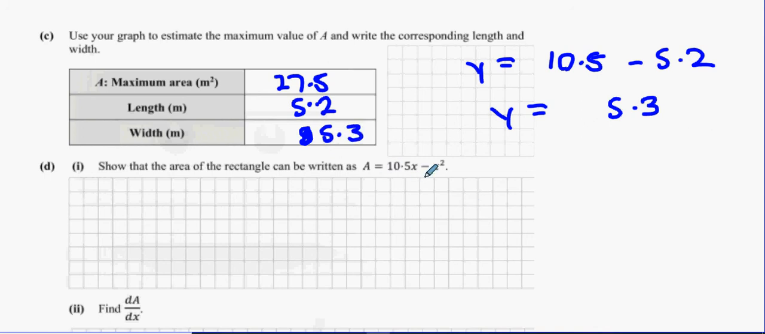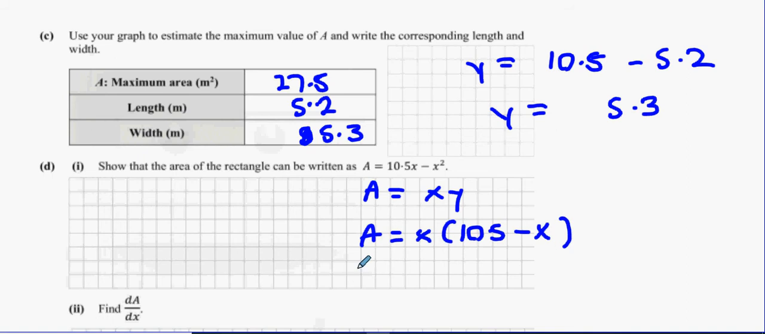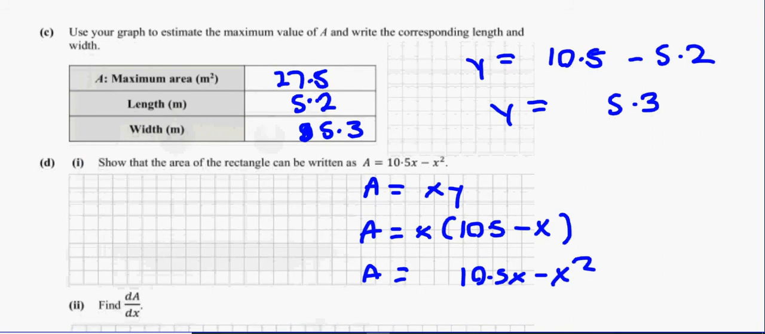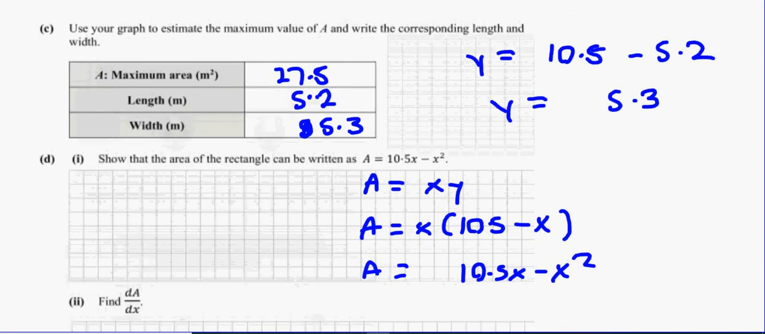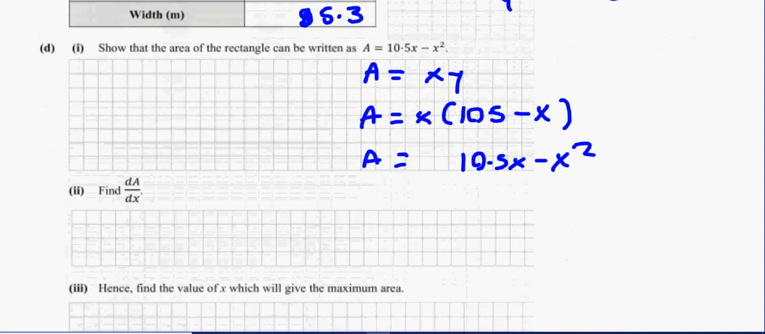Alright, I sort of already showed this, didn't I? Area is x multiplied by y, which is length times width. Area is then x times 10.5 take away x. Now what do I do now? Multiply it out. 10.5x take away x squared. Any questions? Good.